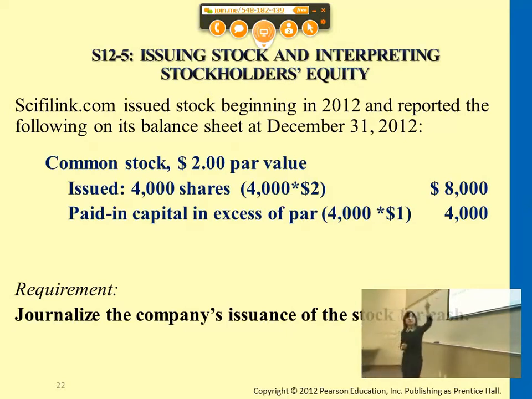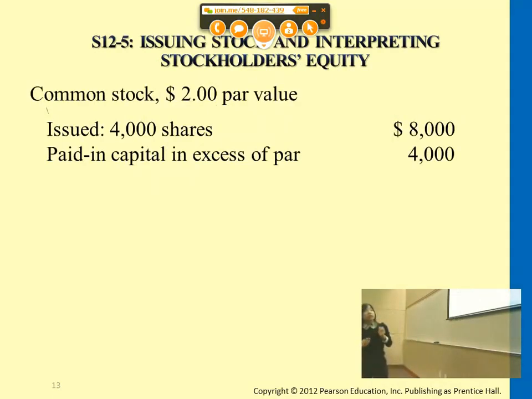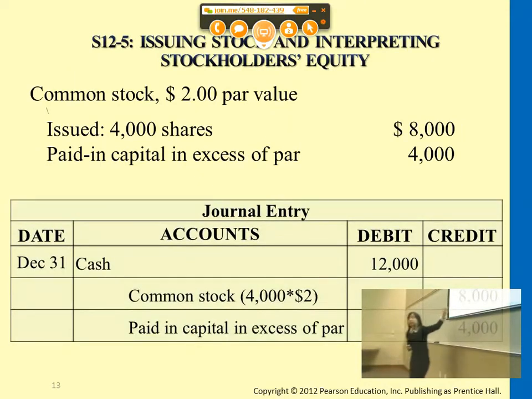Okay, so if this is what's shown on the balance sheet, and I've asked you if we go backwards, what would the journal entry look like? Then the journal entry will look like this. You have common stock 4,000 times $2, the face value, and then you have paid-in capital in excess of par, the part that's above face value, $1, 4,000 times 1. So the cash part, if we want to calculate this, that basically is the issue price $3 times 4,000 shares. That's how we get $12,000.